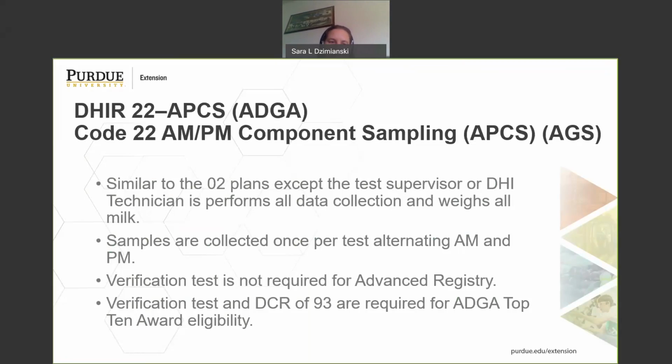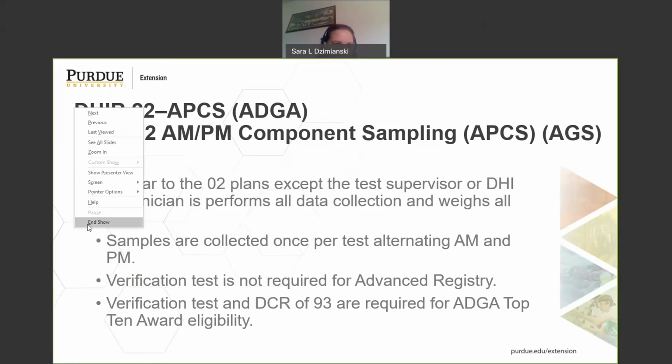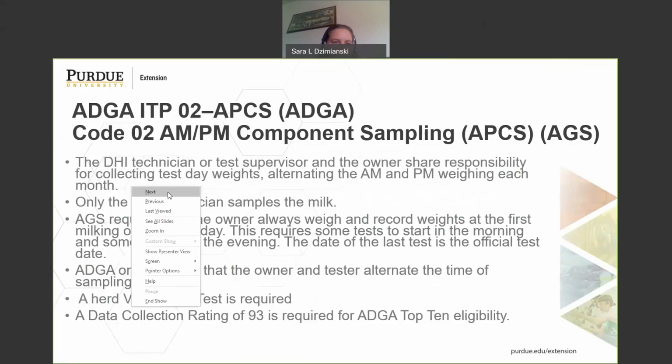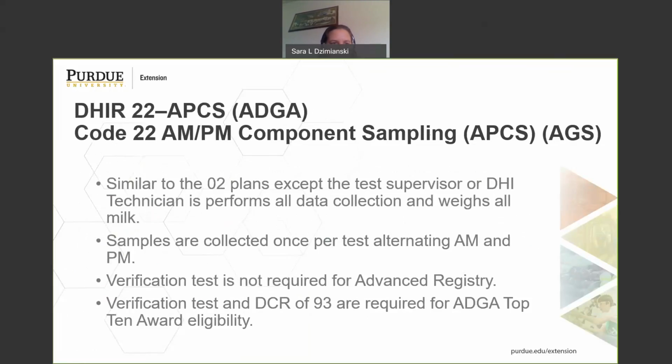So verification test, it depends on the plan. With the DHI 20, you only need to do it for those that are up for top 10. But with the 02 and the 01, you have to do it for the entire herd. Actually, maybe not the 01. Let me go back. Verification test is required for everybody regardless of whether they're going to qualify for top 10 on the 02.